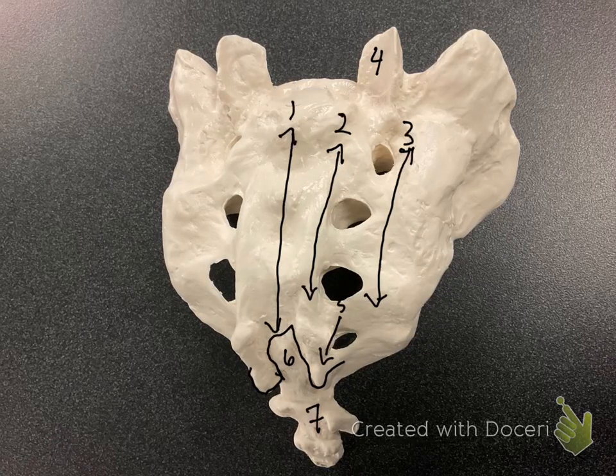All right, number one is going to be our median sacral crest. Number two is going to be our intermediate sacral crest. Number three is going to be our lateral sacral crest. All right, number six, we see our sacral hiatus.